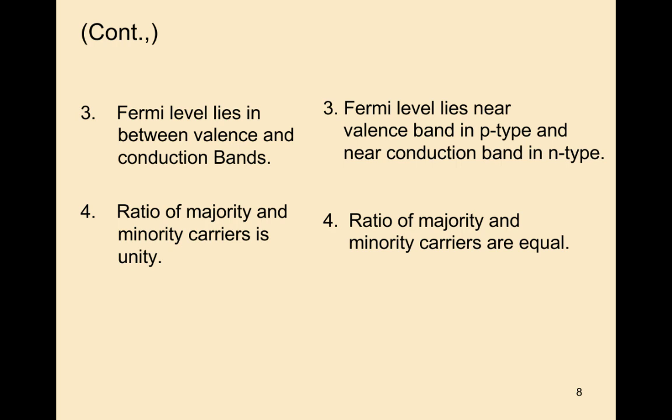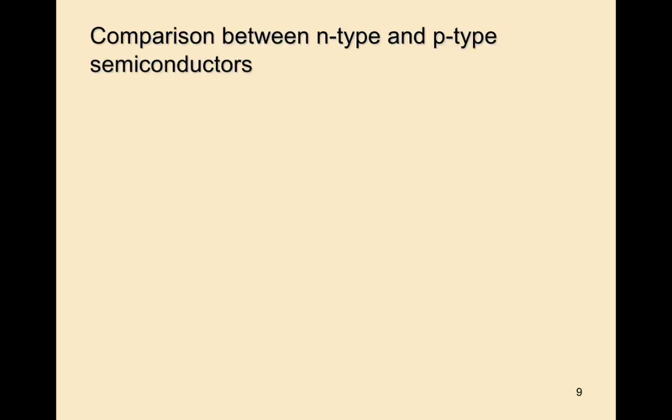Next difference is about Fermi level. Fermi level lies in between the bands in intrinsic semiconductor, but in case of extrinsic semiconductor Fermi level is near the conduction band in n-type semiconductor, near the valence band in p-type semiconductor. Next difference is what? Ratio of majority and minority carriers is unity in case of intrinsic semiconductor, whereas in extrinsic semiconductor the ratio of majority and minority carriers is not equal. These are the differences between intrinsic and extrinsic semiconductor. That means differences between pure semiconductor and impure semiconductor.